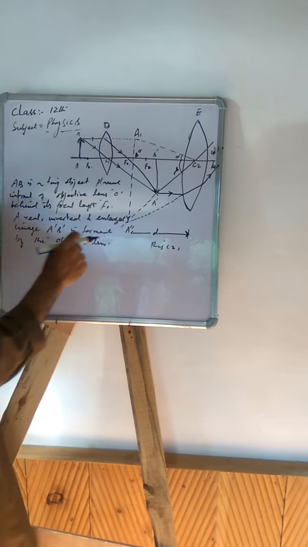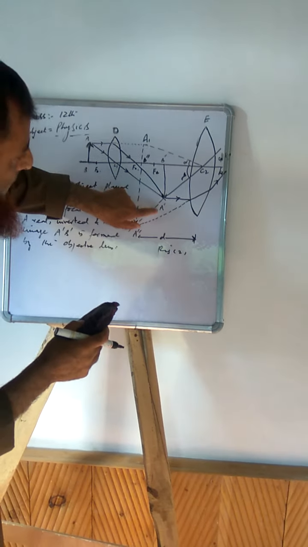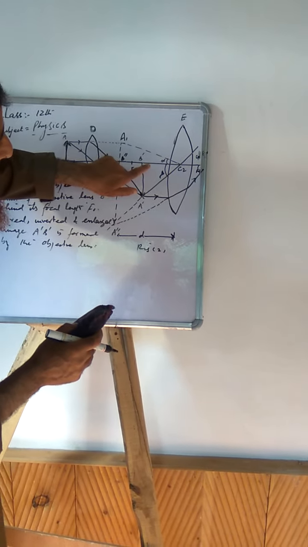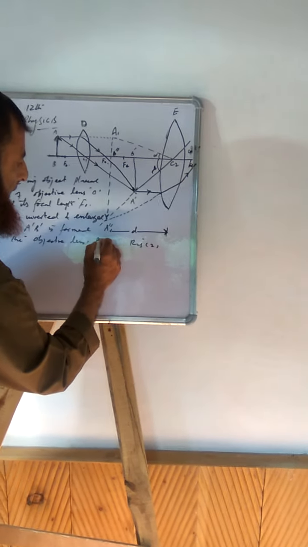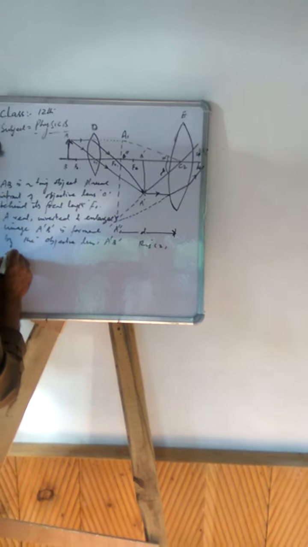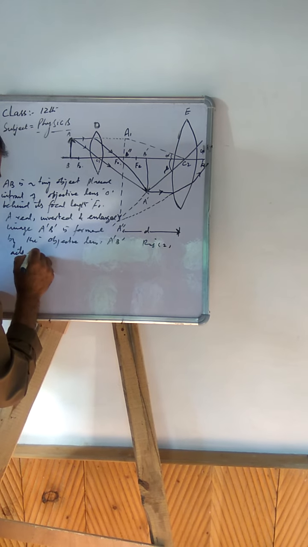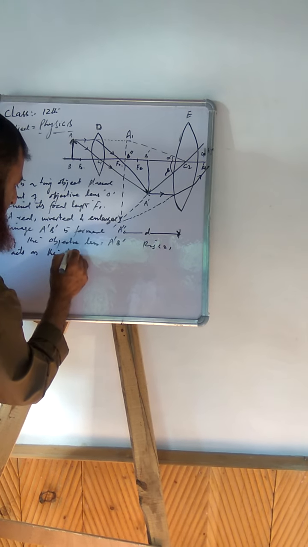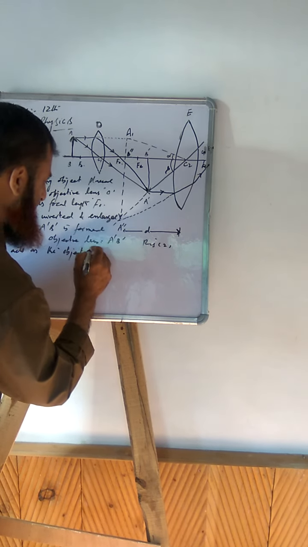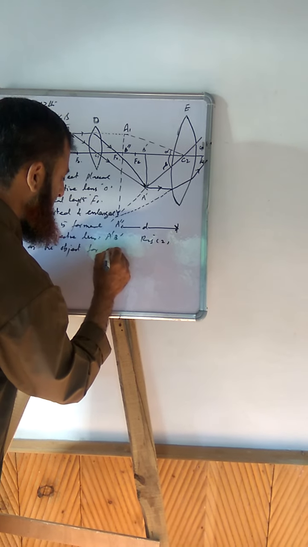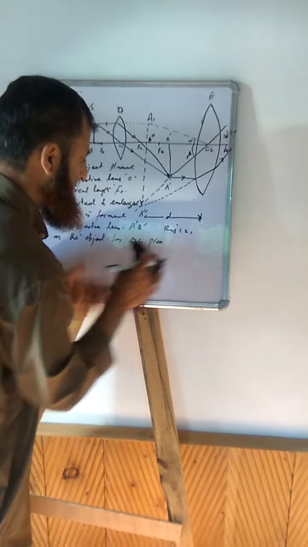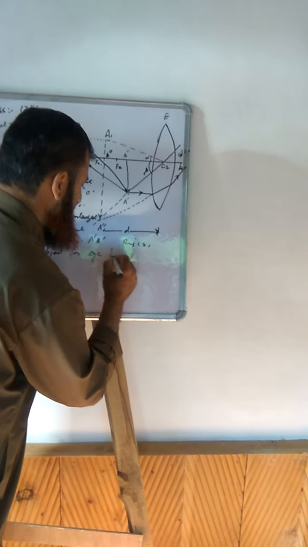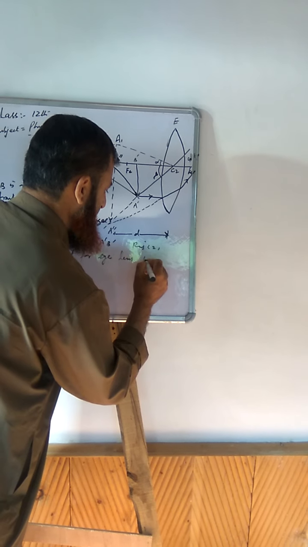Now, dear students, this A dash B dash, that means this image, acts as the object for the eyepiece. A dash B dash acts as the object for the eye lens.